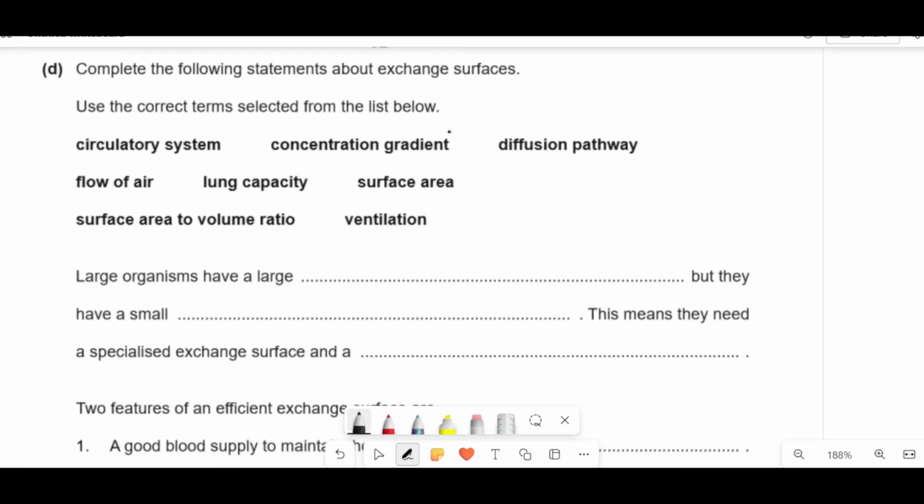Complete the following statements about exchange surfaces. So large organisms have a large something. So they have the options here. They have a large surface area, because we do. If you look at me as a person, I've got lots of places for surface area, but the difference is I have a small surface area to volume ratio.